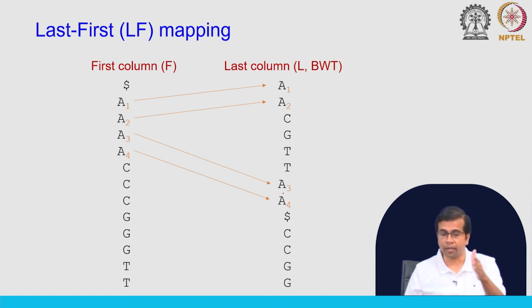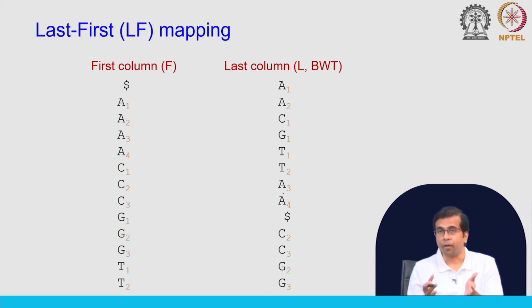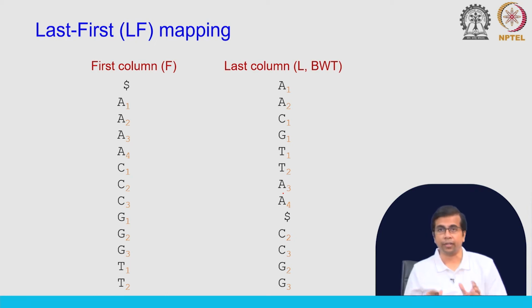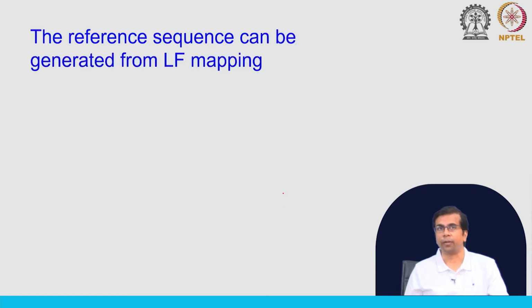So, the order of appearance of these letters remains the same in the first column as well as in the last column. And we can now extend this to all bases, and we can number the occurrences of C, G and T by the subscripts C1, C2, C3, G1, G2, G3 and T1, T2, and they will again correspond to the order of occurrence in the last column. So, this is the last first mapping. This is the property that is very helpful for read mapping. We will see how we can utilize this information to do read mapping.